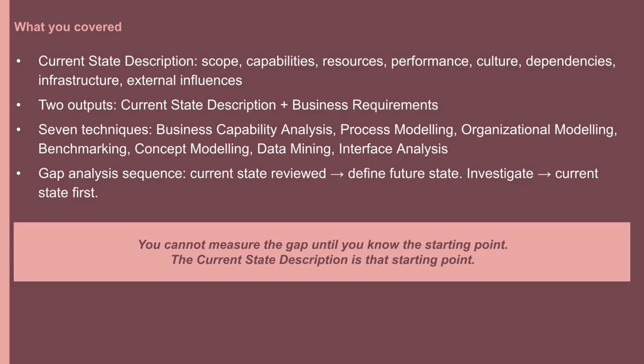In this lesson, you worked through the capability assessment and current state description elements of Analyze Current State. You applied the 7 techniques to the ABC laboratory scenario, traced how Sarah Swan's assessment produced a structured current state description, and worked through the 2 exam patterns that surface most consistently from this task. You cannot measure the gap until you know the starting point. The current state description is that starting point.